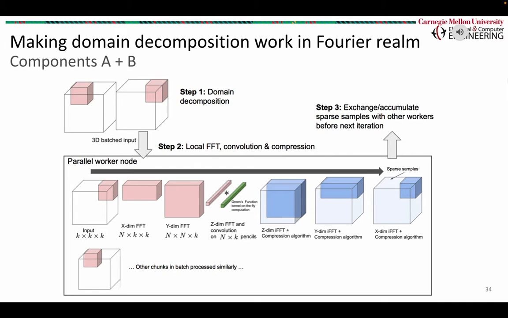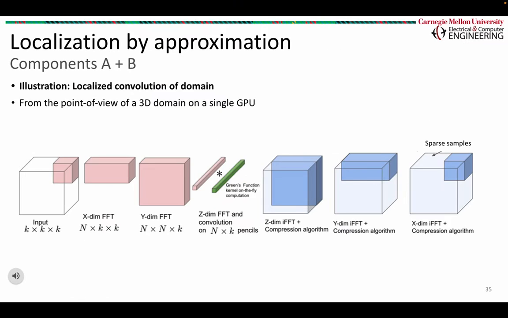GPU memory permitting, we may be able to batch process subdomains within the GPU if we compress the convolution result. Thus, during the FFT and convolution, there is no all-to-all communication. Only the last step involves an all-to-all step to exchange sparse samples with other GPUs.